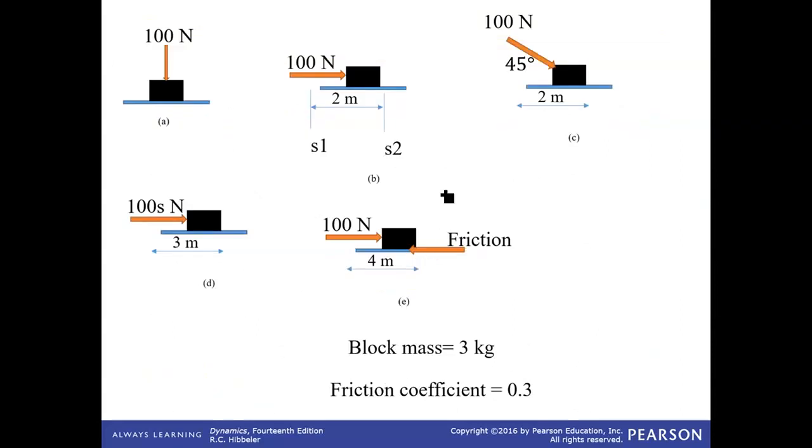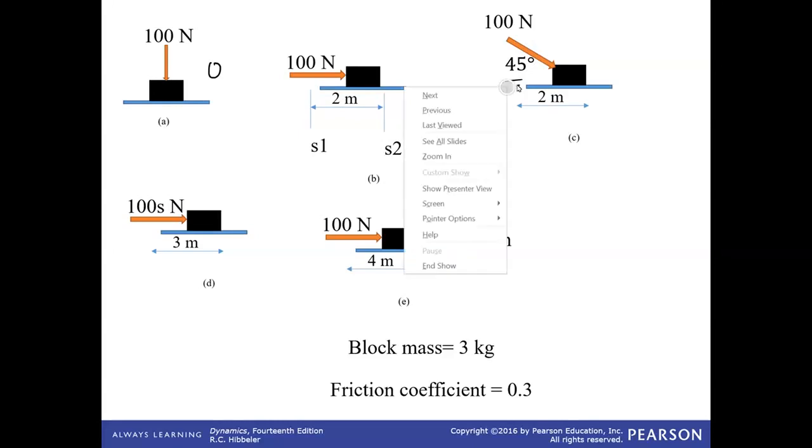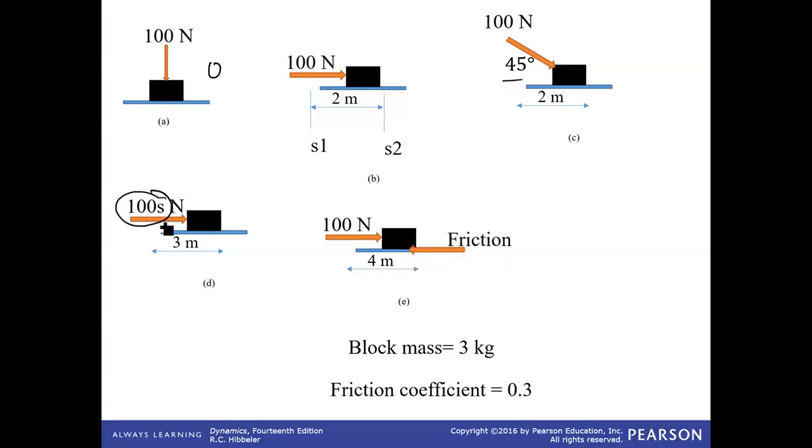These are a few examples where you can try to calculate the work done and see if you can get the correct answer. So for the first case, the work done is 0. For the second case, work done is 100 times 2. For the third case, work done is 100 times 2 times cosine 45. For the fourth one, the force is given as a function of position, so you can calculate work done by the integral 100 s ds cosine theta.